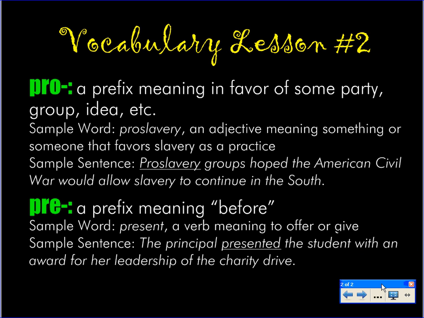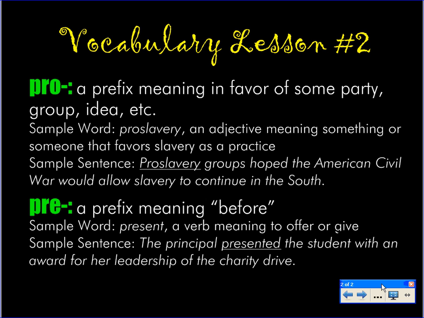Pro is a prefix that means in favor of something. You support something. So the example word here would be pro-slavery. If you're talking about the American Civil War, before the American Civil War, you might have had some pro-slavery groups that advocated the use or the retention of slavery in the United States.